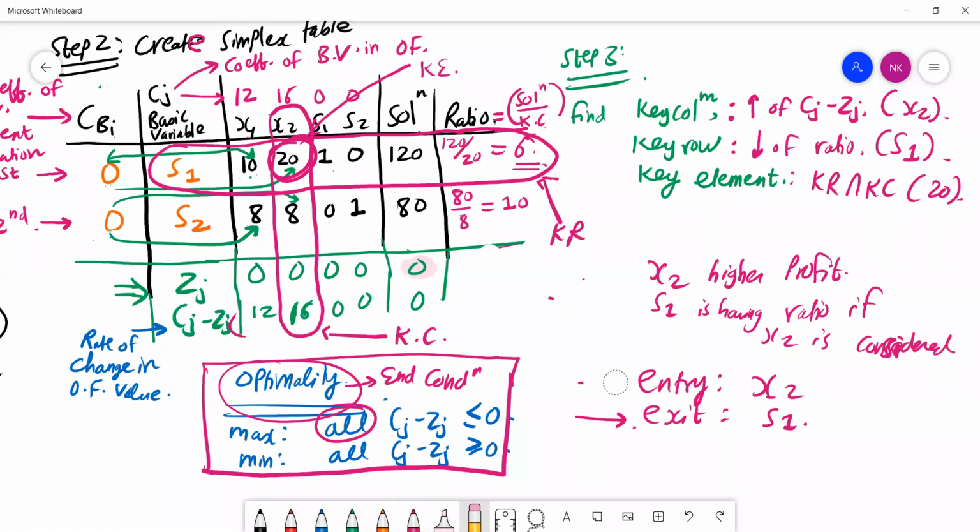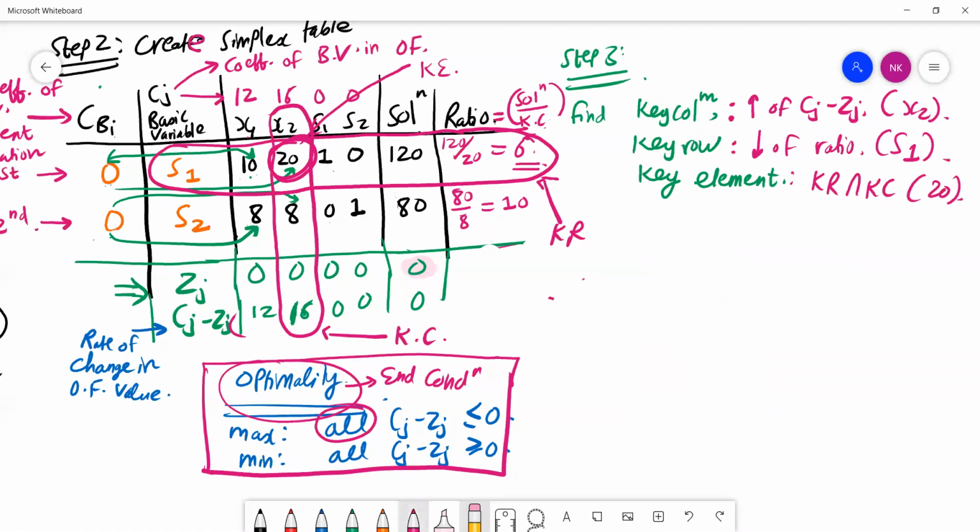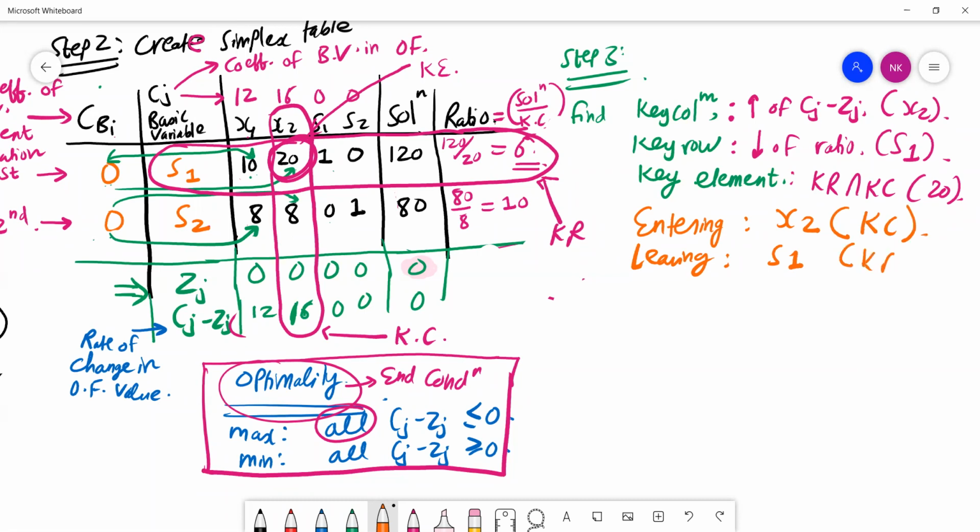So let me write over here. I will be asking you all if you have any doubt after 1 minute. Entering variable is X2 and leaving variable is S1. So whatever variable corresponds to the key column will be entering, and whatever variable corresponds to the key row will be leaving.